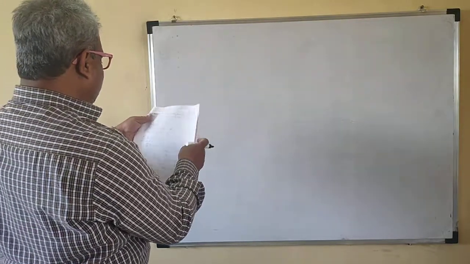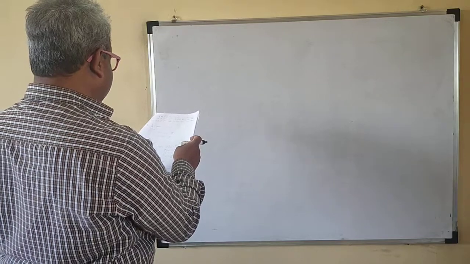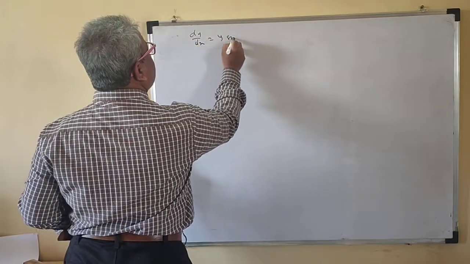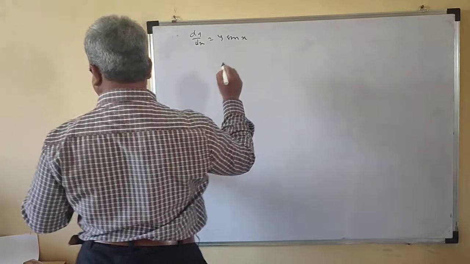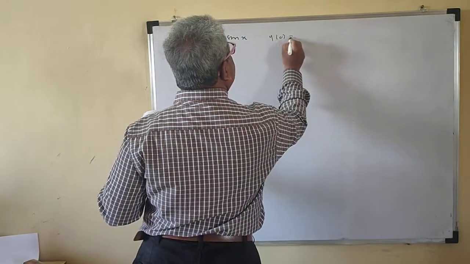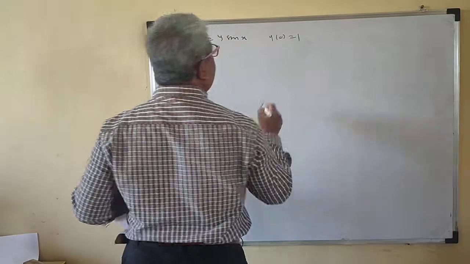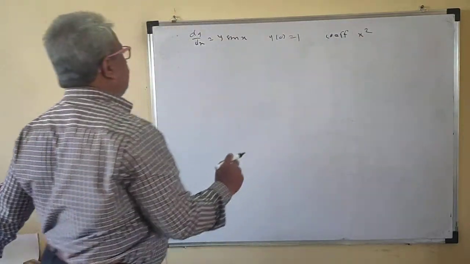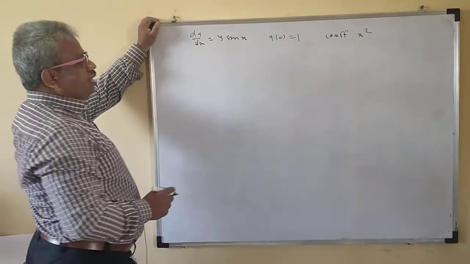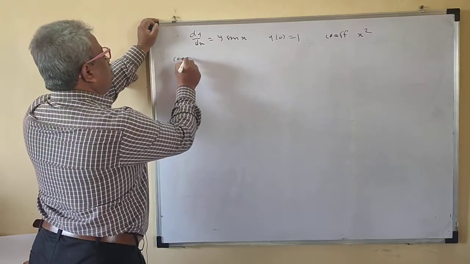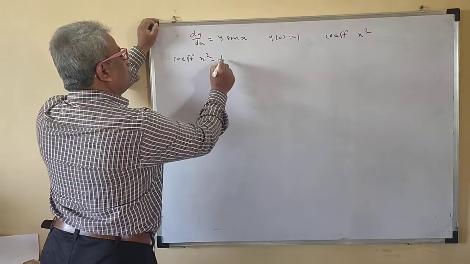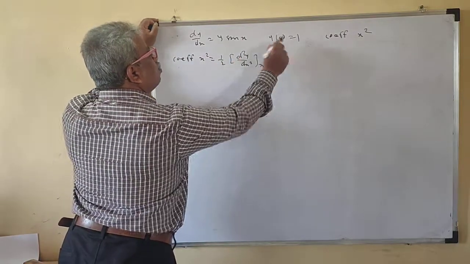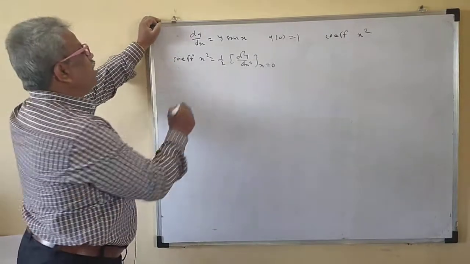Okay, so we solve one more problem. Suppose dy by dx is y sin x, and y of 0 is equal to 1, and find the coefficient of x square. The coefficient of x square is equal to what? We have the formula: this is d2y by dx square at x equal to 0. So I have to find the second derivative.